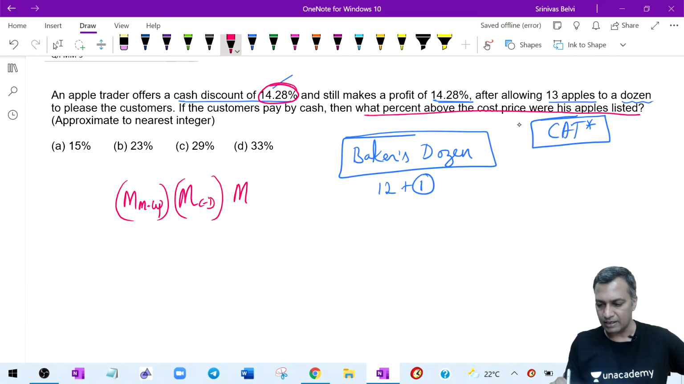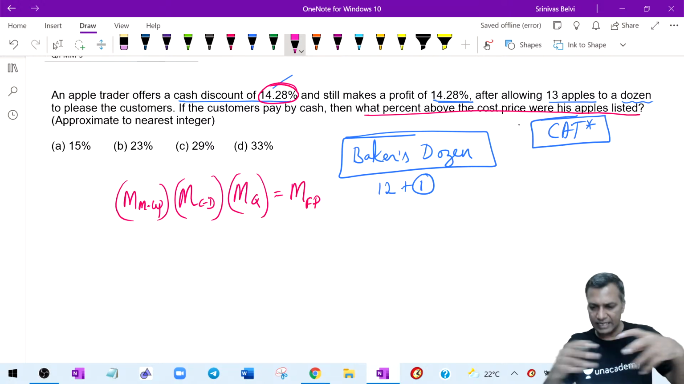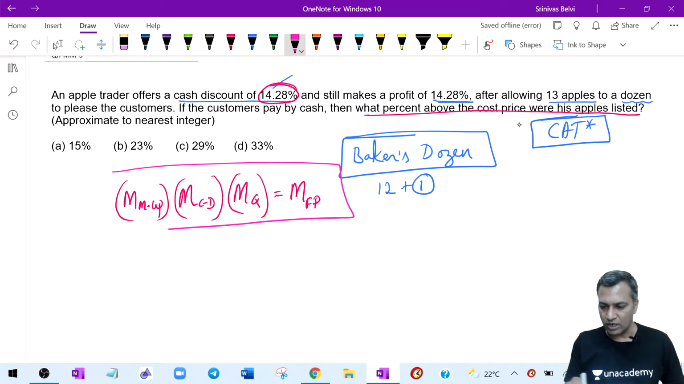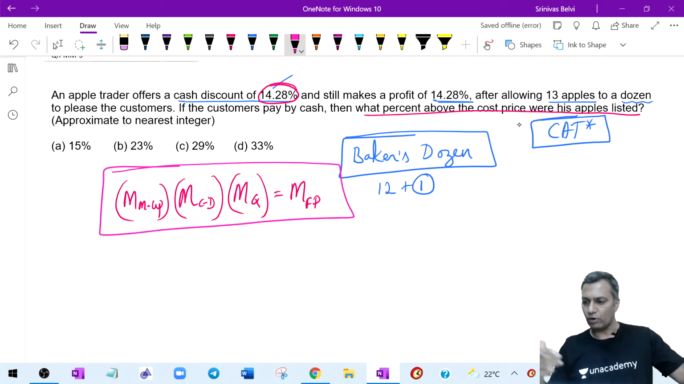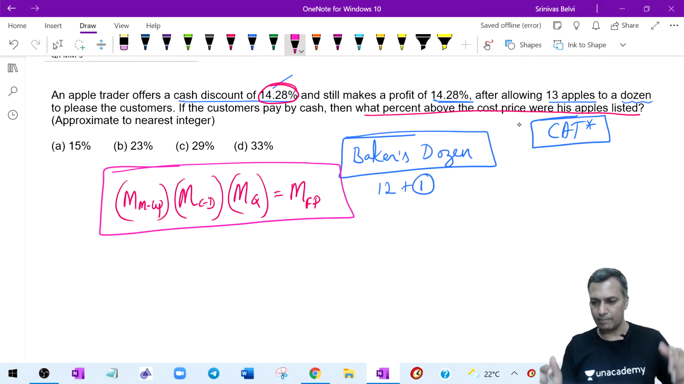Then there is a multiplier related with quantity. Then comes the multiplier related with the final profit. Fair enough. So after reading this question, this is the undercurrent, this is what runs in my mind. Okay, I read the question. What are the parameters running in this? This is what the parameter is running in this.